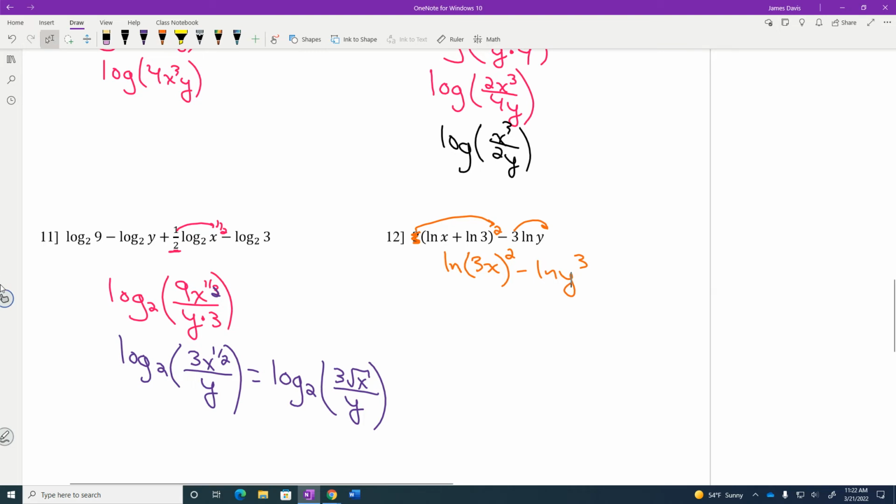And then we can combine those together. So now we've got a division. It'll be the natural log. Now this whole thing has to stay together because it's all squared. So it'll be 3x squared over y cubed. So minus goes to the bottom.